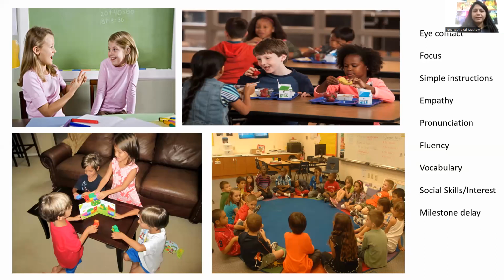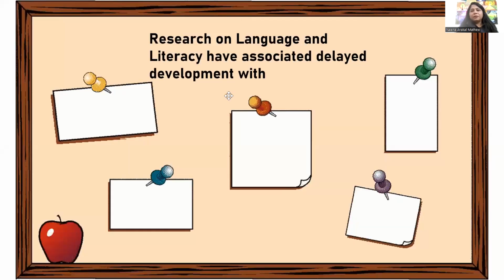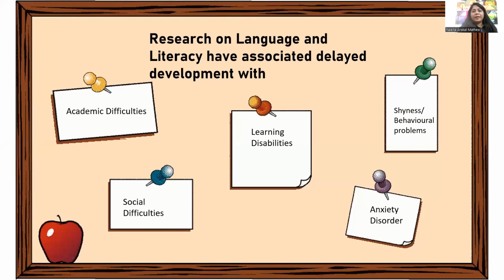So this is how we identify any kind of speech delays. And research on language and literacy has associated delayed development with a lot of difficulties. If language is not taken care of in the early years, that will reflect in whatever the child is doing in the later years, middle school, high school. It all has a result of whatever is happening over here. If language development is not taking place, then there are academic difficulties, learning disabilities, shyness, behavioral problems, social difficulties, and anxiety disorder.